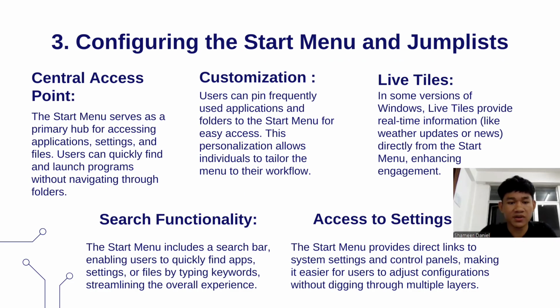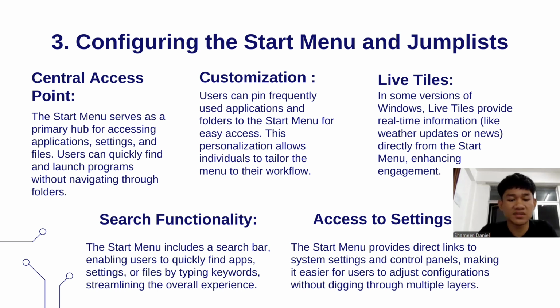For number 3, configuring the Start menu and Jump List. The question asks to explain the role of the Start menu and Jump List in Windows. For central access point, the Start menu serves as a primary hub for accessing applications, settings, and files. Users can quickly find and launch programs without navigating through folders. And then customization: users can pin frequently used applications and folders to the Start menu for easy access. This personalization allows individuals to tailor the menu to their workflow.